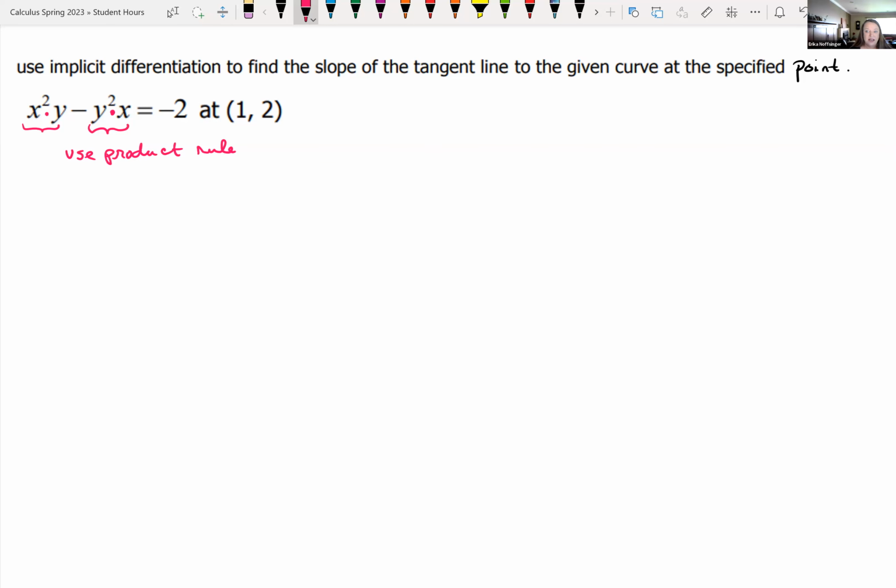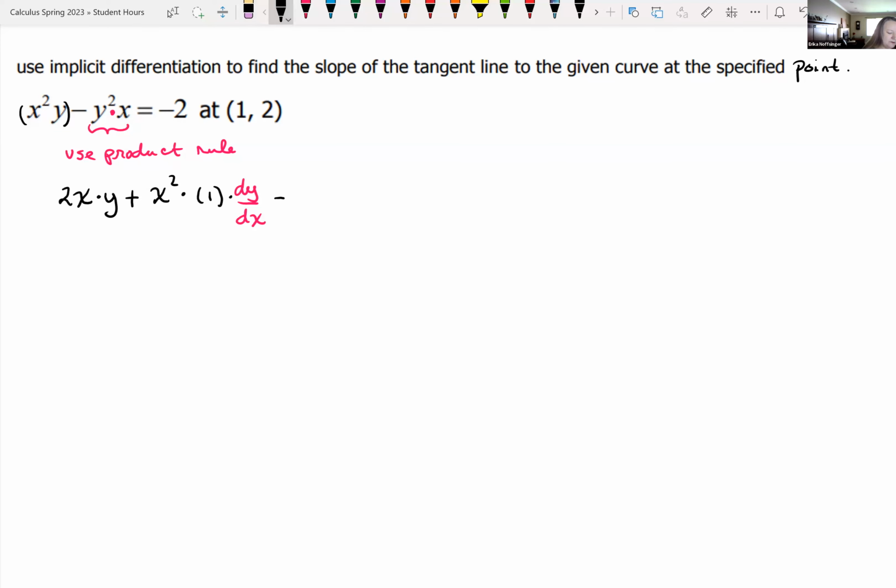Okay, so looking at the product rule, recall we're looking at the derivative of the first function, x squared, so that would be 2x, times the second function, which is y, plus the first function, x squared, times the derivative of the second function. So the derivative of y is 1, but we tack on that dy/dx because we differentiated with respect to y. So that's just for that first term on the left-hand side.